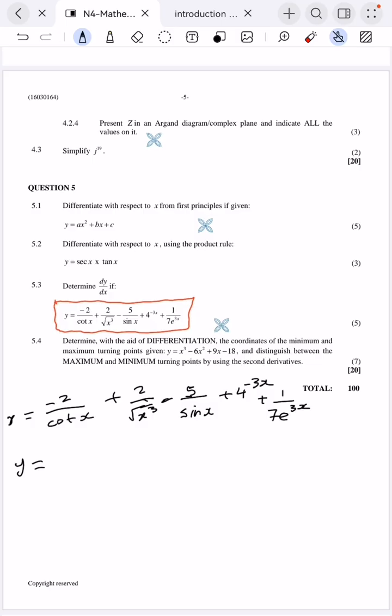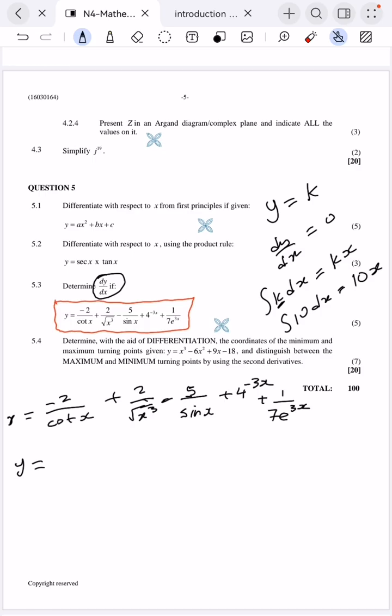7e to the 3x. Another thing which is important, guys, is this. If they say dy dx, it means you are differentiating a function of y with respect to x. So anything that doesn't have an x in your formula, you take it as 0, because the differentiation of any constant, any number, let's say k, is always 0. Then the integral of any number with respect to dx, you just add x. So if it's the integral of 10 dx, the answer will be 10x plus c.